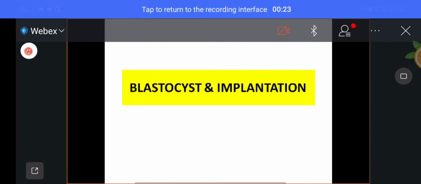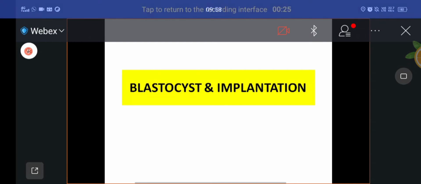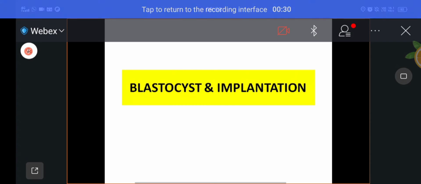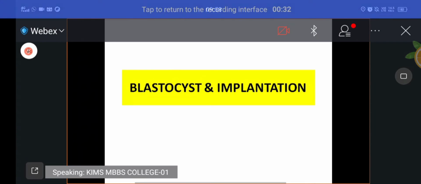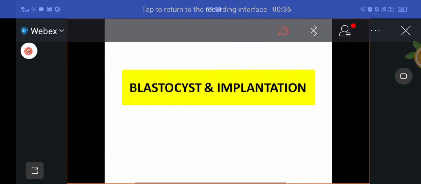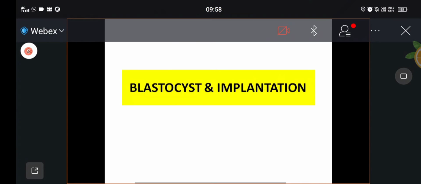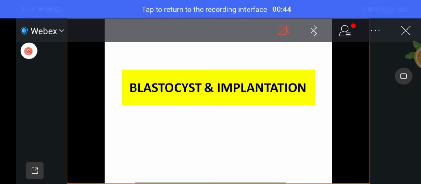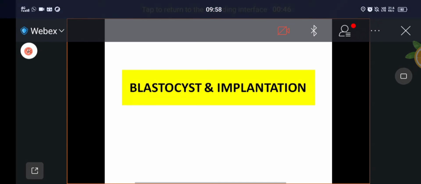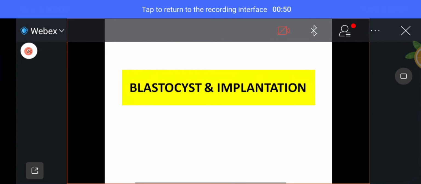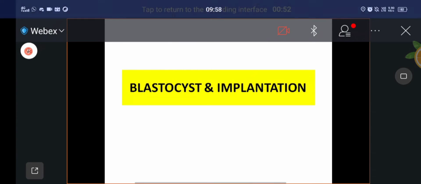So, in my previous classes, we have seen the changes in the first week as well as the changes in the second week. Can anyone say what are the changes we have seen in the first week of development? Anyone?